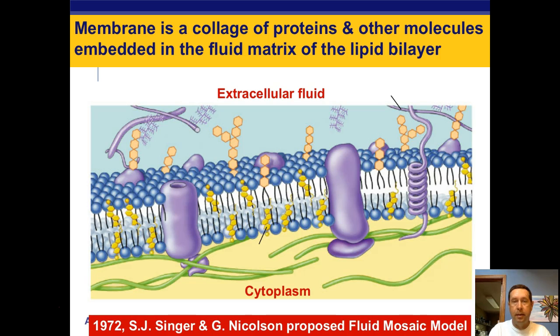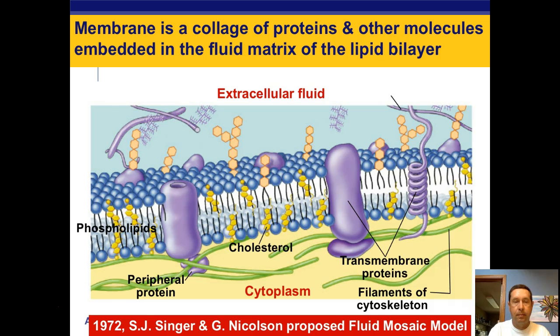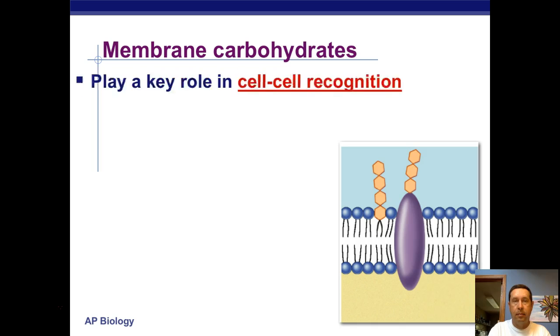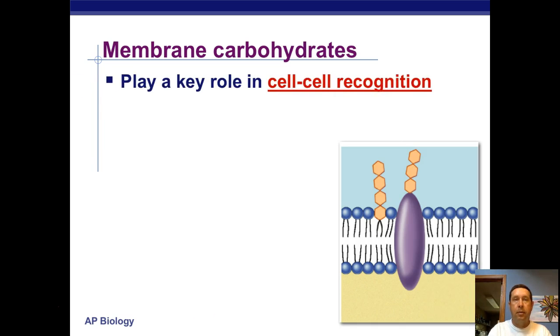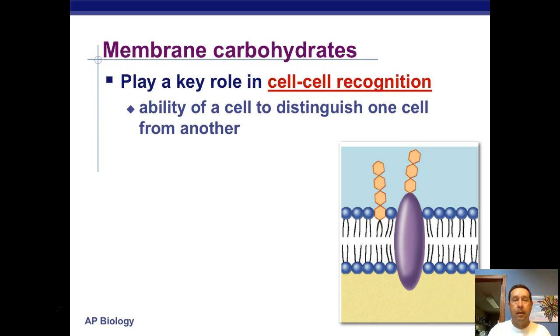So here you can see how it's all arranged. The carbohydrates are usually attached to a protein, so it'd be a glyco, or a sugar, glycoproteins, things like that. They're important for cell-to-cell recognition. They allow cells to distinguish one from another. They also allow things like our immune system to recognize our cells and not attack them, and recognize foreign cells and attack them.